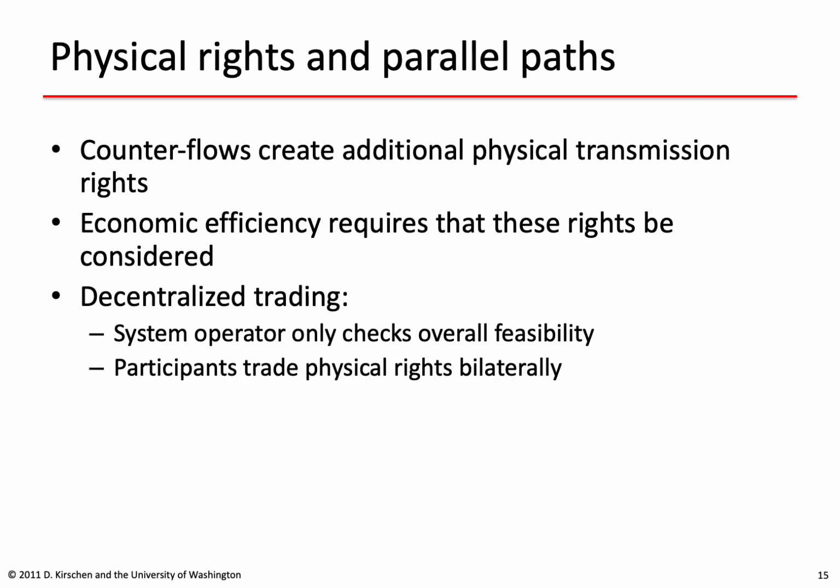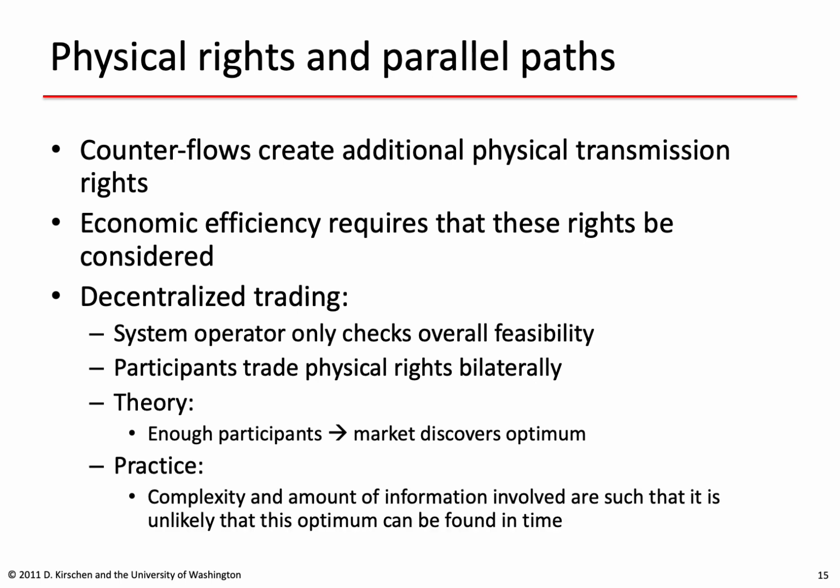So these participants really would have to trade the physical rights bilaterally. And in theory, if we have enough participants, they should be able to trade efficiently with each other, and the market, these participants, would discover the optimum combination of physical transmission rights and trades, and that would mean an economic optimum. In practice, the complexity and the amount of information involved are such that it's very unlikely that this optimum could be found in time.